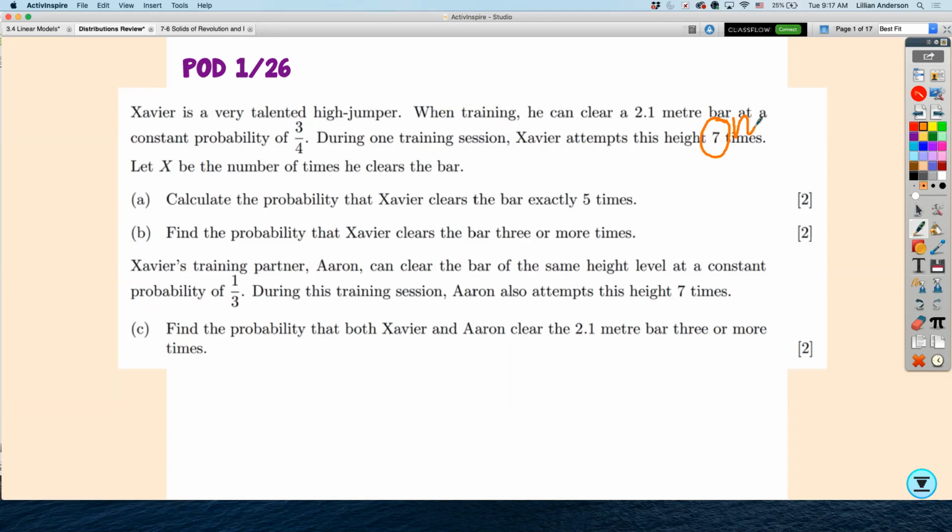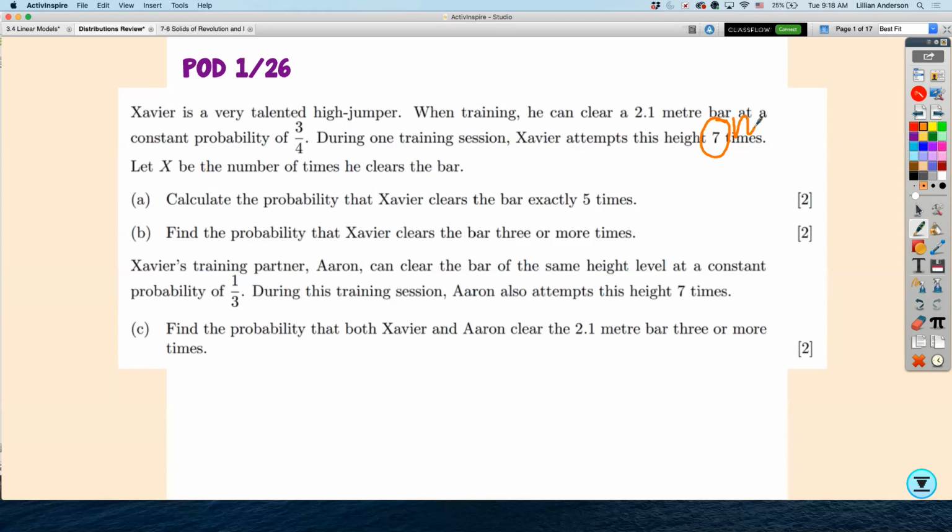The second thing for a binomial experiment was that there is a success and a failure. Even if you don't know anything about track, basically what's going to happen is he's going to jump. He's either going to clear the bar or he's going to hit the bar. So he's going to clear it or not clear it. So you have a success and you have a failure.